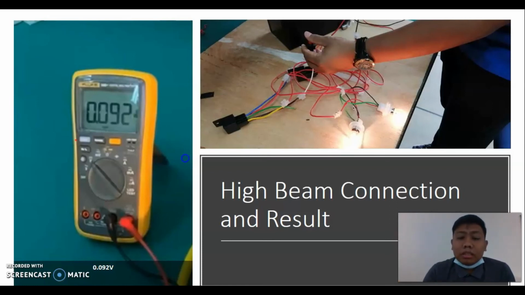So that is the high beam result, and then we measured it using the voltmeter. So as we measured, we got 0.092 volt for the high beam result. So that is for the high beam result.